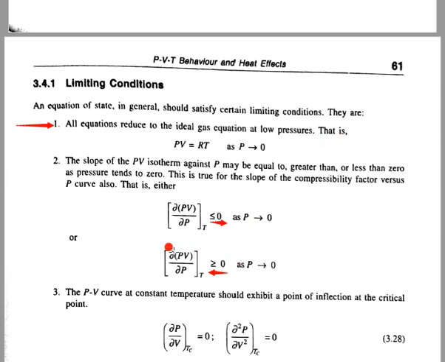So in the second condition, del PV divided by del P at constant temperature T is greater than or equal to 0 where P tends to 0. This condition should be satisfied.